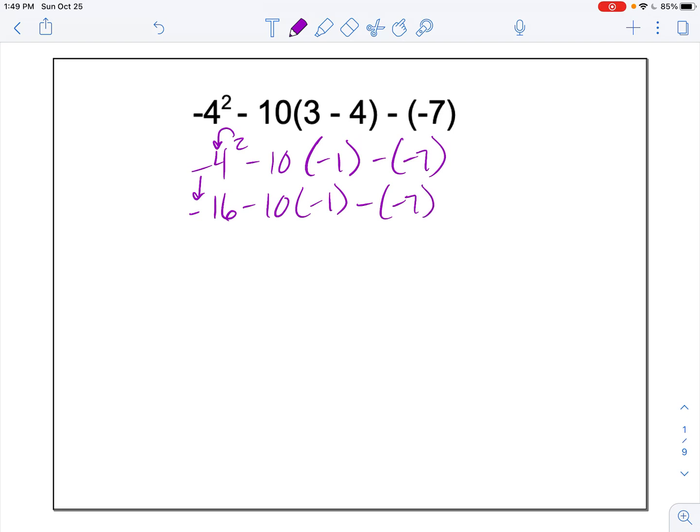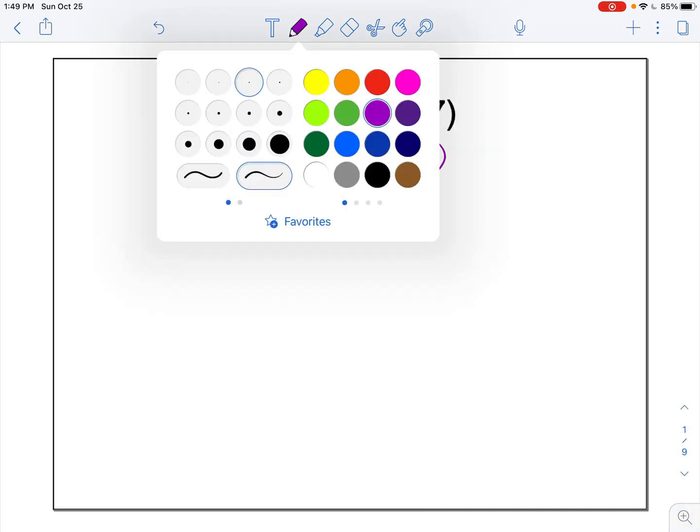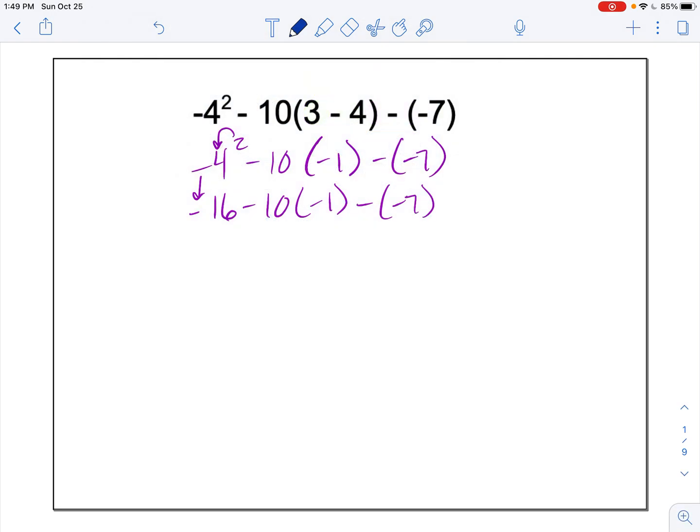Now I'm at the multiplication level. Remember, when you are multiplying, you always use the sign of the number in front of it. So when I go through this, I'm just going to change colors. That is a negative 10 times a negative 1, and that's going to give me a positive 10. So always use your signs. Now I can cancel out these two negatives sitting next to each other, so that becomes a positive 7. So I'm going to be adding 7, and then I'm going to bring everything else down.